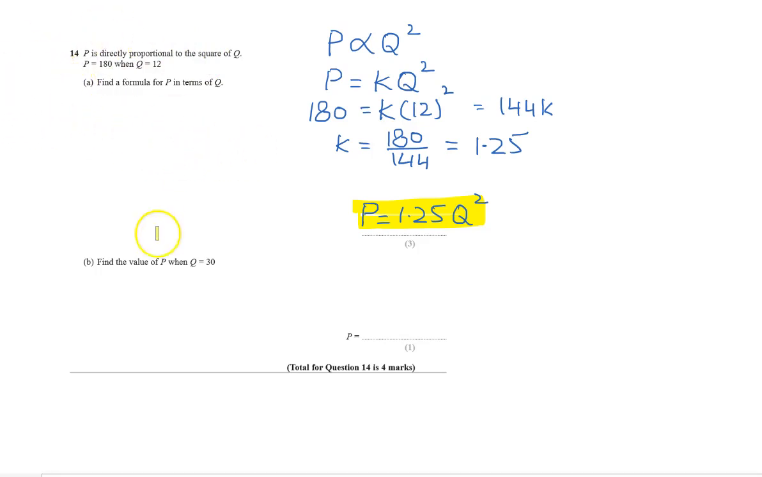Part 2. Find the value of P when Q is 30. Now Q is 30, so P will be 1.25 times 30 square. So P will be 1125. So this is the value of P. The question 14 of 4 marks.